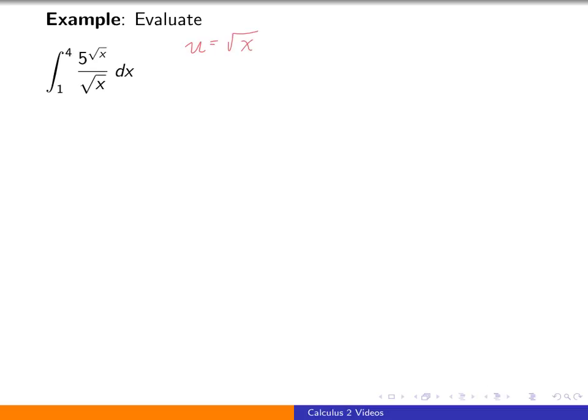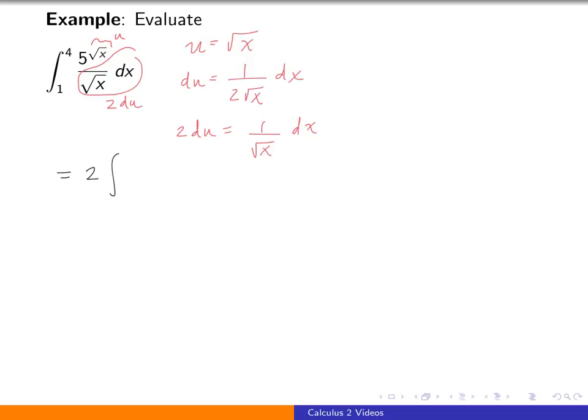If u is the square root of x, du is 1 over 2 square roots of x dx, so that in our case 2 du is going to be 1 over square root x dx. In terms of taking the integrand and writing it solely in terms of u, the square root of x becomes u, and then the dx over the square root of x is going to be 2 du. So pulling out the constant 2, we have a definite integral with limits of integration that we need to determine, but what we're integrating is simply 5 to the u.